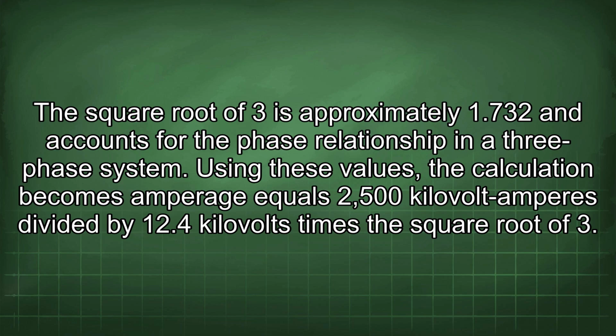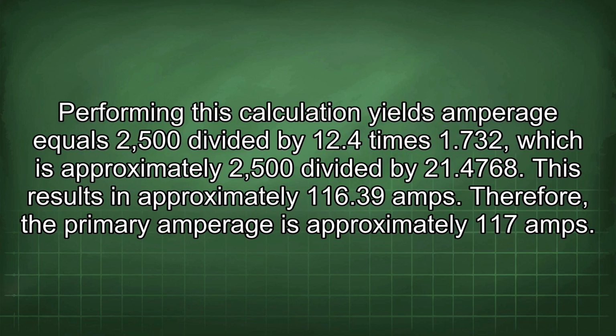Using these values, the calculation becomes amperage equals 2500 kVA divided by 12.4 kV times the square root of 3. Performing this calculation yields amperage equals 2500 divided by 12.4 times 1.732, which is approximately 2500 divided by 21.4768. This results in approximately 116.39 amps. Therefore, the primary amperage is approximately 117 amps.